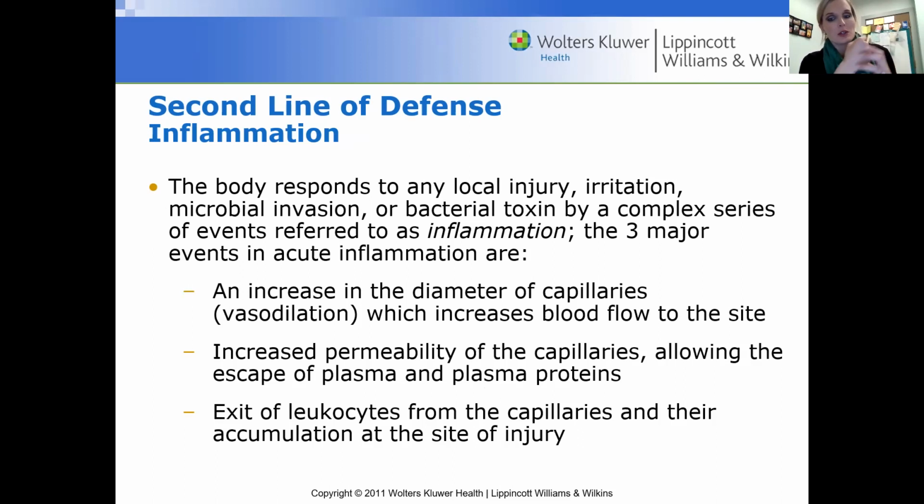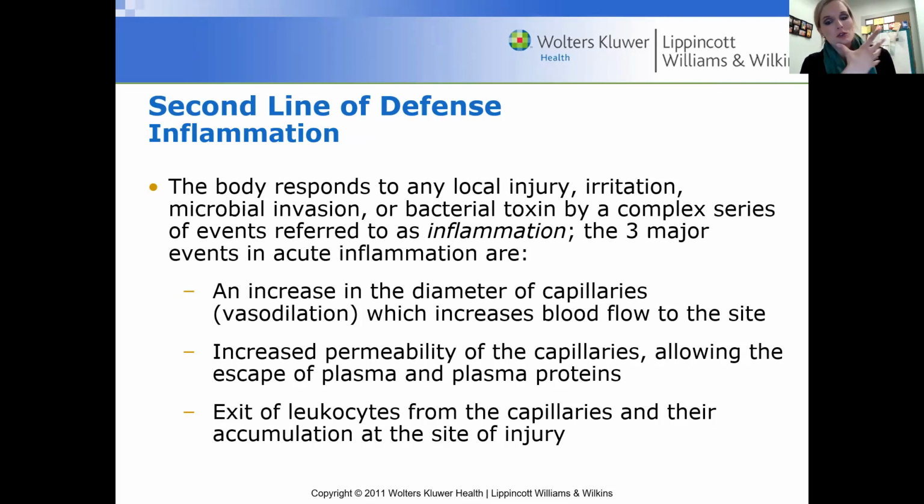What that's going to do, it's also that increased permeability of the capillaries, meaning that it's going to open up the capillaries even more, allowing the escape of plasma and plasma proteins, which are going to help in a number of different ways. There's a couple different plasma proteins that we have, and they're going to work to either help clot the skin if we have a cut in our skin, or help bring leukocytes. We'll talk about the white blood cells. And so there's a number of different things that plasma is going to do to help heal that site.